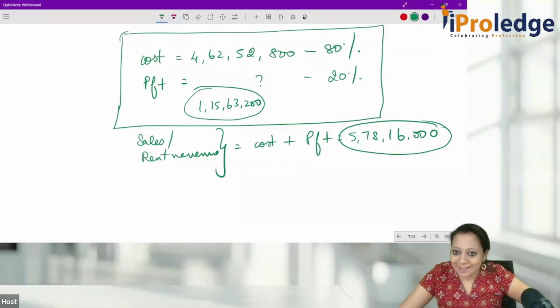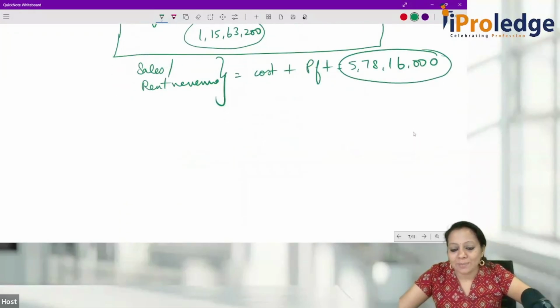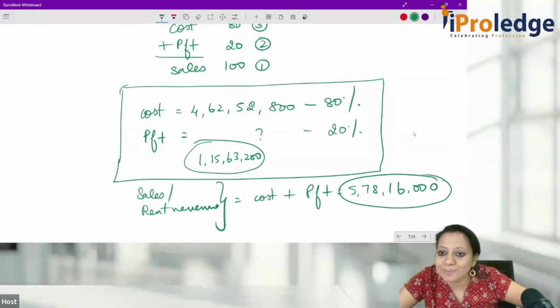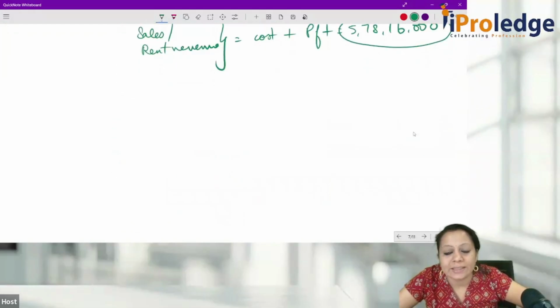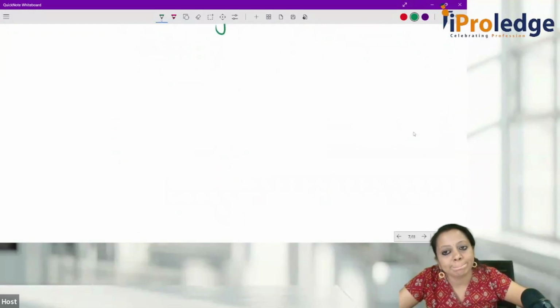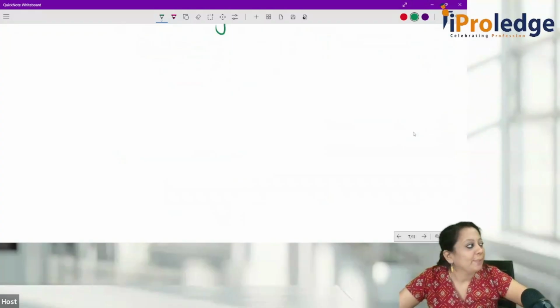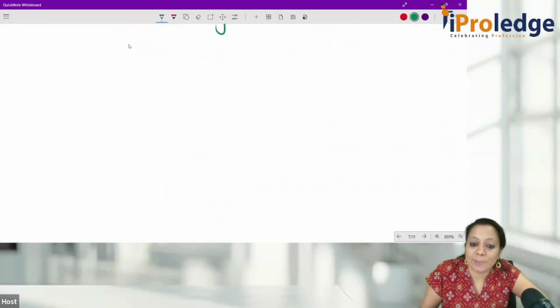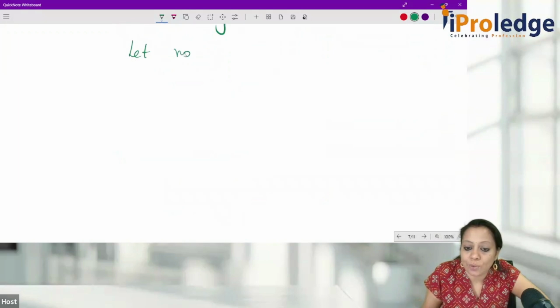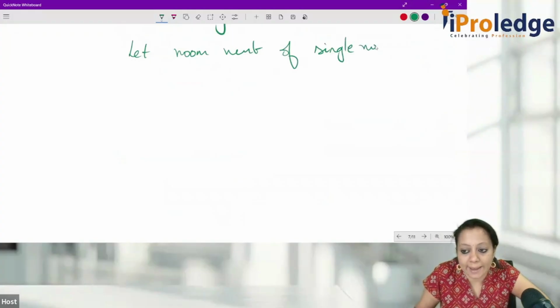Can we proceed? Okay. Now, comfortable? Any questions? No? That cost calculation was okay? Now, we will go to the next. That is going to be, let rent of single room be x.